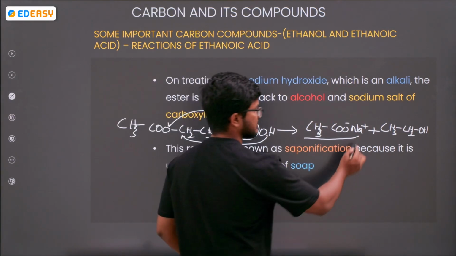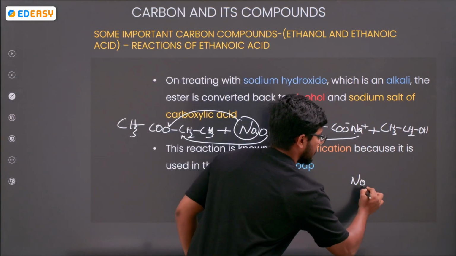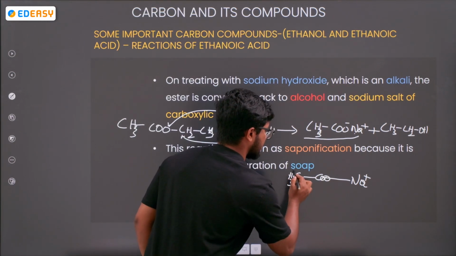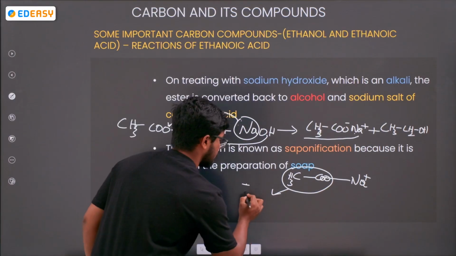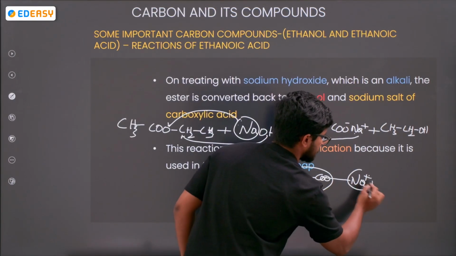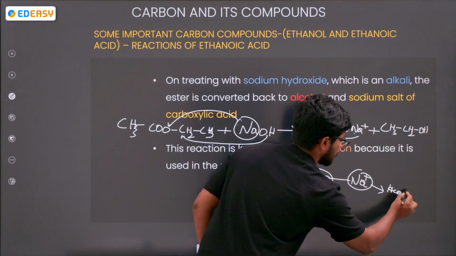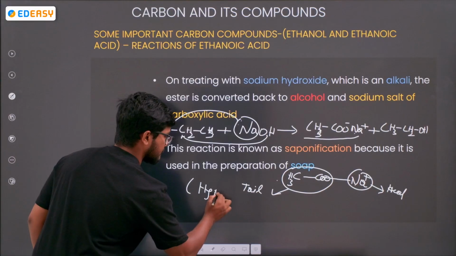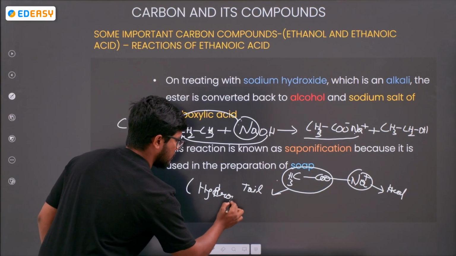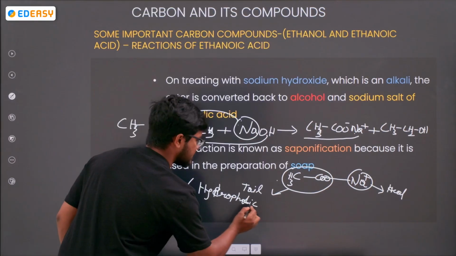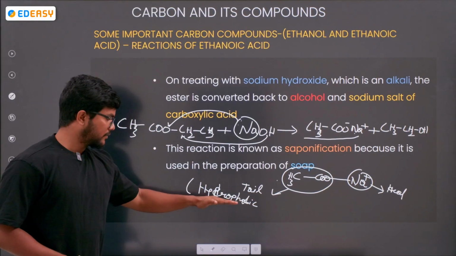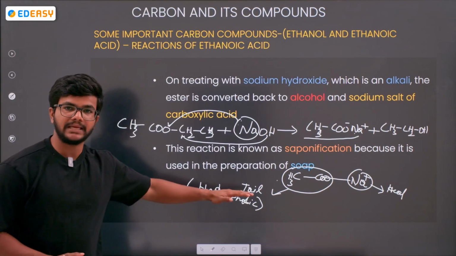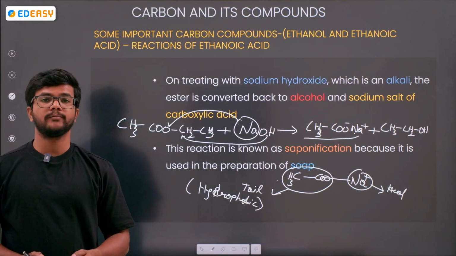This sodium salt of the carboxylic acid, the COO with CH3, is considered as a tail, and the sodium end is considered as a head. So head and tail. This tail is hydrophobic. Hydrophobic means it does not react with the water molecules. So this hydrophobic end will stick to the dirt. So what is the application of this soap in removing the dirt?